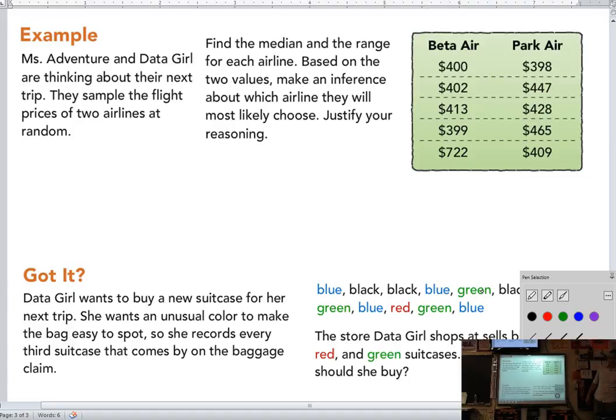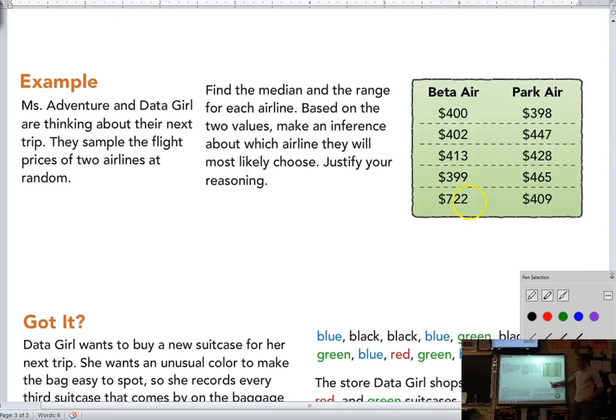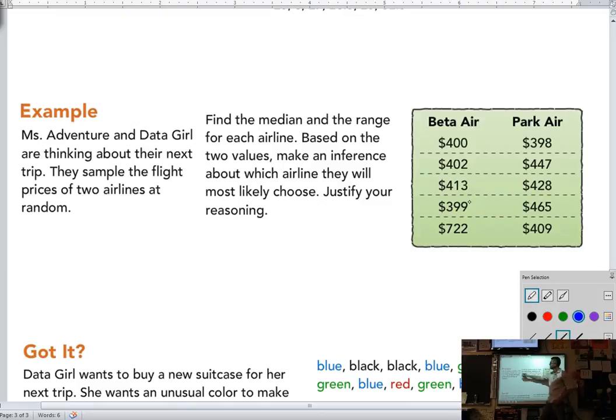Piper, can you help me put Beta Air in order? Start me with the lowest. Yeah. So, if you've never flown, it's expensive. $399 is the cheapest flight for Beta Air. What's the next one?